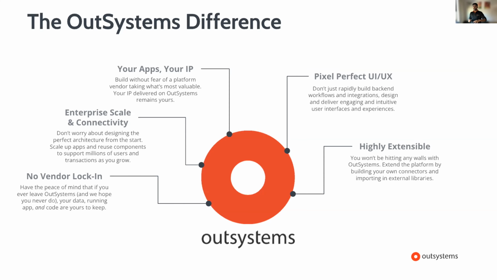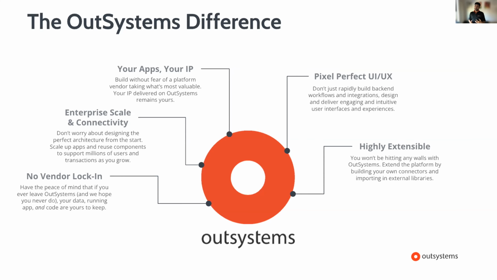Your apps, your IP. What I mean by that is the applications which you are developing, let it be the web portal, let it be the chatbots, let it be the mobile applications, everything is yours to keep. OutSystems does not have any IP on that. The other niche for which OutSystems is identified is the pixel perfect UI and UX. You can build engaging and intuitive user interfaces for multiple channels and multiple form factors.